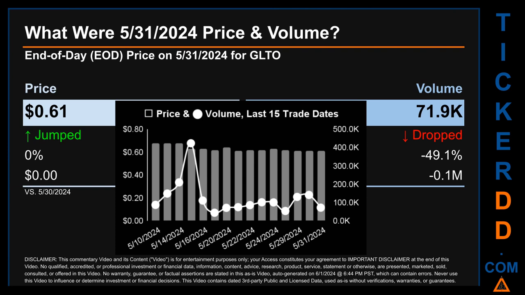The graph shows price and volume for the last 15 trade dates. Across a range of 7 cents, the max and minimum end-of-day price were respectively 0.68 and 0.61. Volume saw a range of 379.4 thousand, from a day low of 44.1 thousand to a day high of 423.5 thousand.